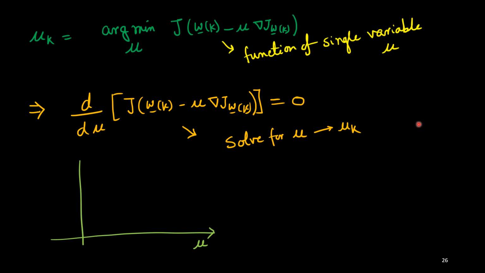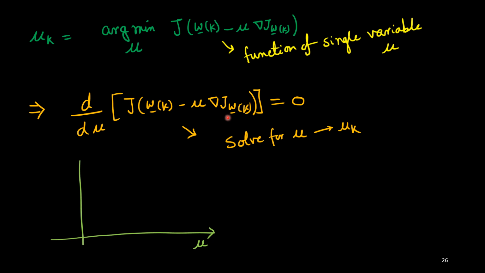So this is the standard approach. How to do it? I'll take the derivative of this cost with respect to mu, and then I'll set it to 0 and solve it. The solution will give you mu k. After taking the derivative, you will get one equation, and that equation will contain a single variable mu. It's a function of mu only, because the others are all known, wk is known, right?